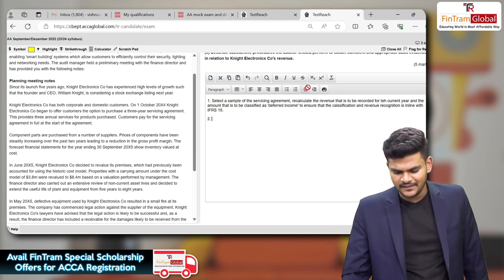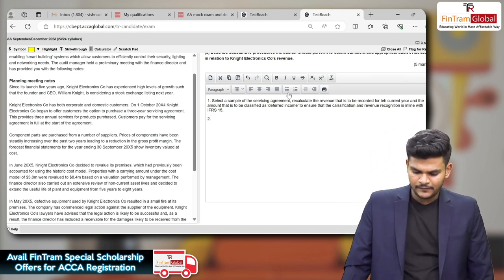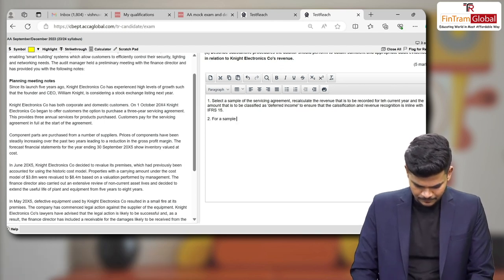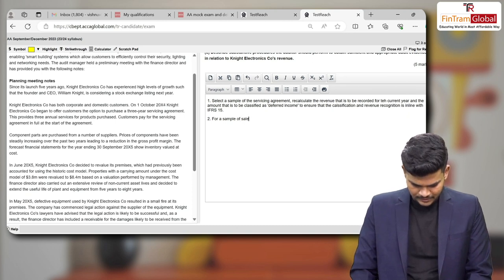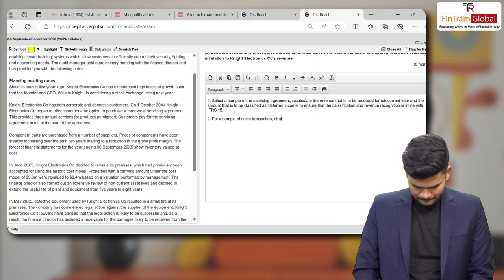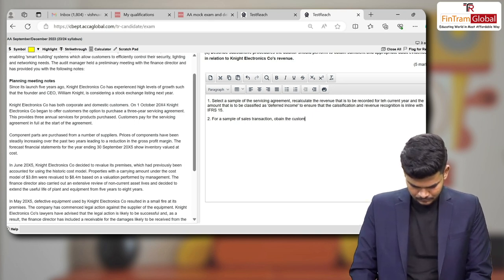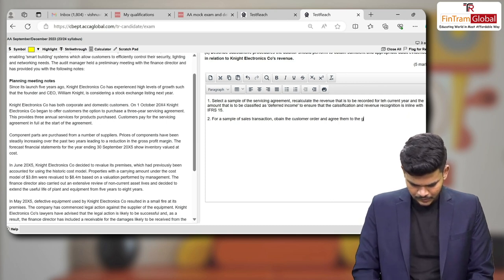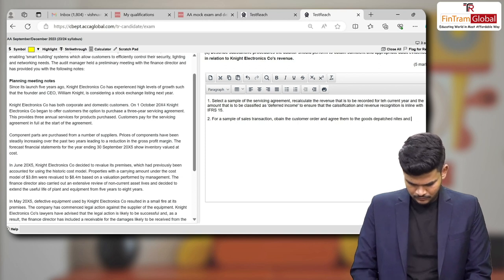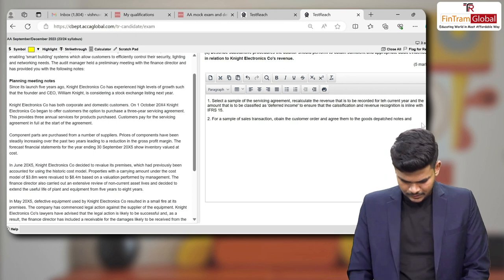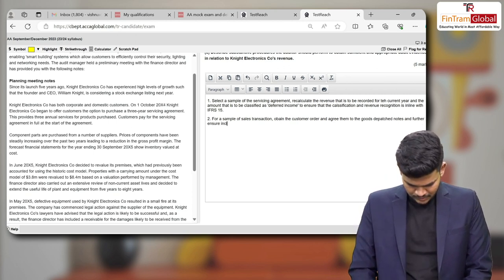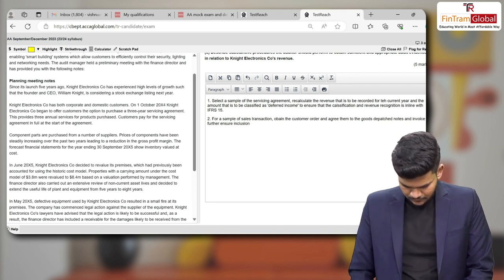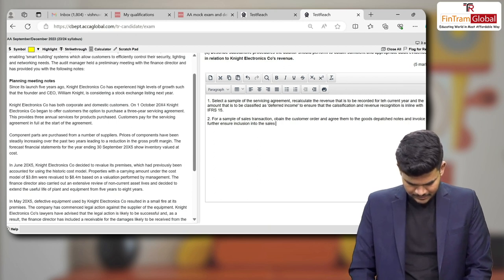We can talk about the completeness, right? There's no specific assertion given in the scenario, so we can talk about the completeness of the balance as well. So what I can say is, for a sample of revenue or sales transactions, obtain the customer order and agree them to the goods dispatch notes, and further ensure inclusion, goods dispatch note and invoice as well. Okay, folks, an invoice and further ensure inclusion into the sales ledger accounts.